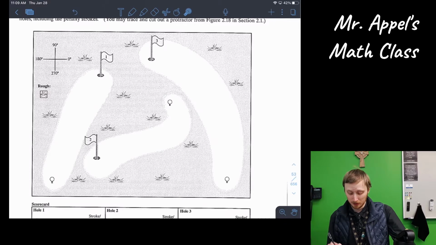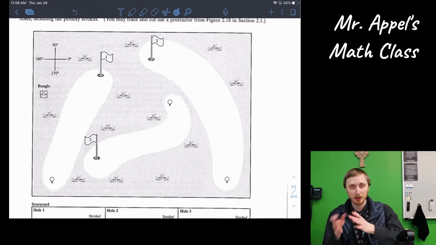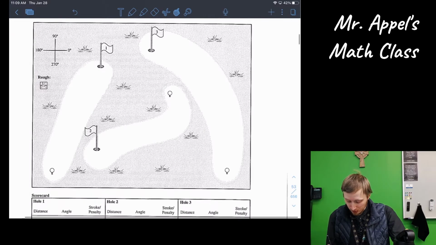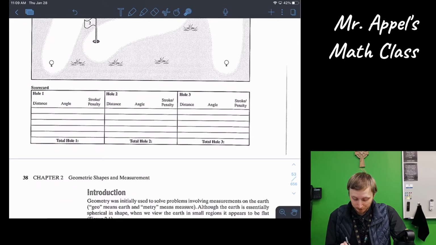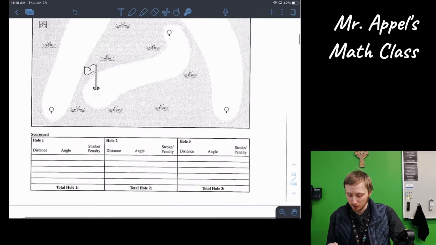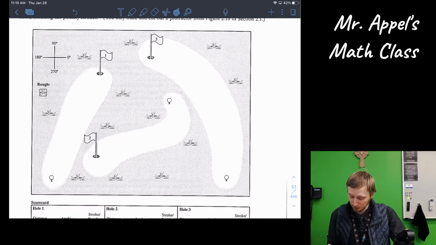You'll do that for each of the 3 holes in order, estimating their distance and degree, and then you actually measure it. You get a ruler and a protractor, and you measure, and you see how close you were. And you'll keep track of that. You can add up your strokes and penalties and give yourself a kind of golf score. So that's a little fun one. You can go ahead and pause there, take a screenshot, print that out, and play with that at your leisure.